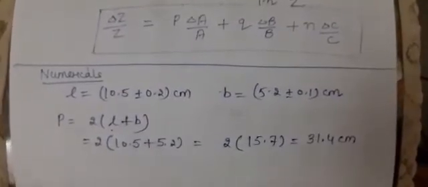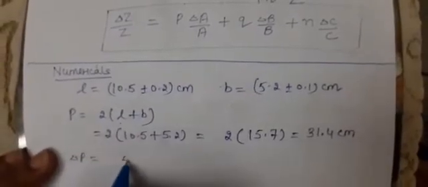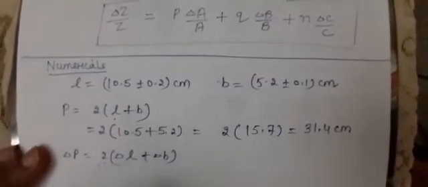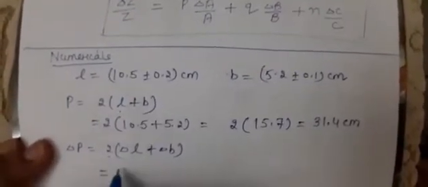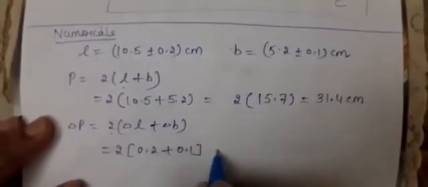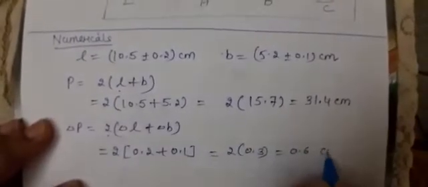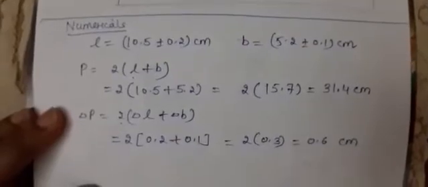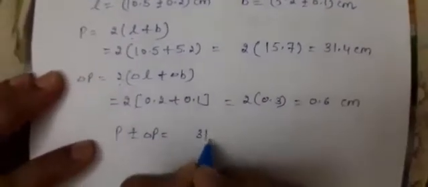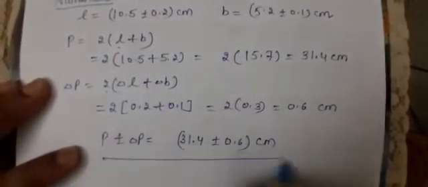Now what you have to do, you have to find the absolute error in it. So del P will be equal to del L plus del B, and twice this is in the formula. So here it will be 0.2 plus 0.1, so it will be 2 into 0.3, which is 0.6 centimeter. So what will be the perimeter with error limits? It will be 31.4 plus minus 0.6 centimeter.